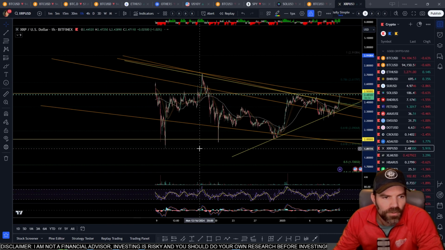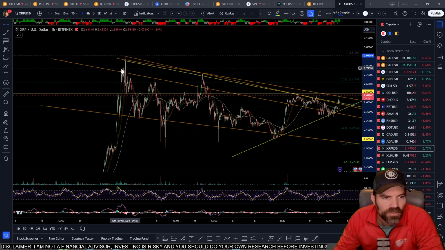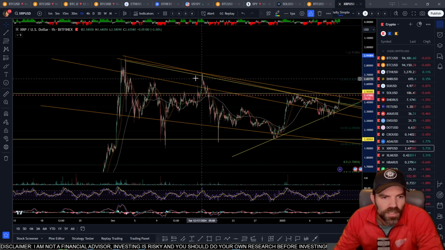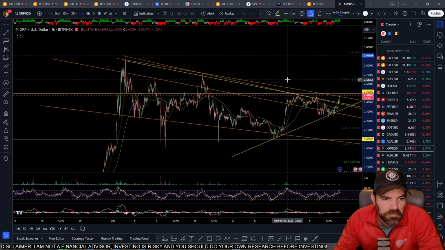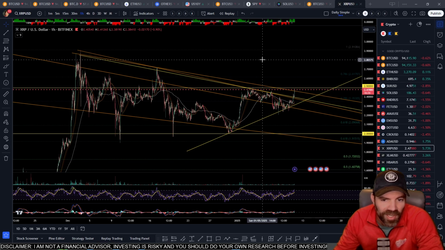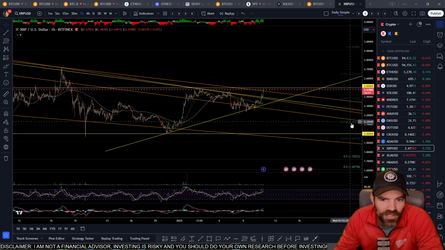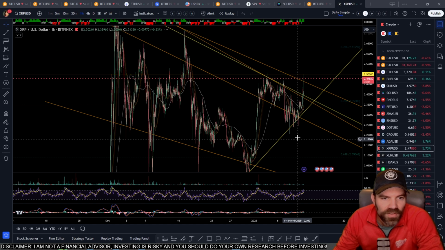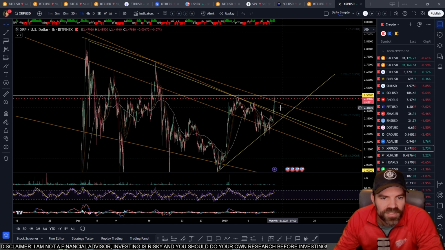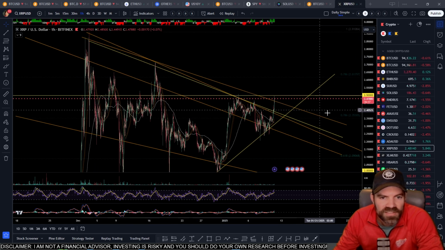If I go to the 1-hour, kind of the same story. There is kind of a lot of resistance here, but it doesn't really line up with anything else. So what do we have going on? Did we confirm a breakout? Yes or no? So if we're on the hourly chart now, you can see we have come past all of these descending lines.